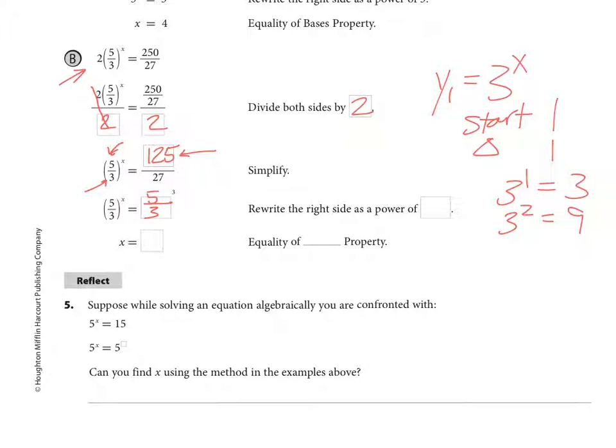Any questions? So it says rewrite the right side as a power of 3. That's what we did here, power of 3. So 5/3 to the x is 5/3 to the third. So what is x? X is 3. That is what x has to be in order to get that value.